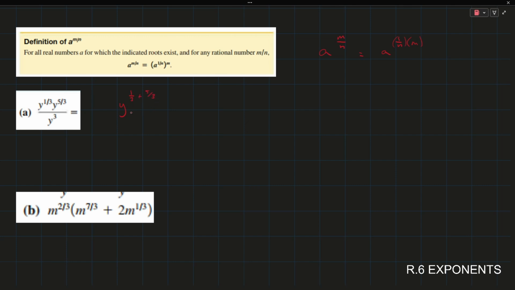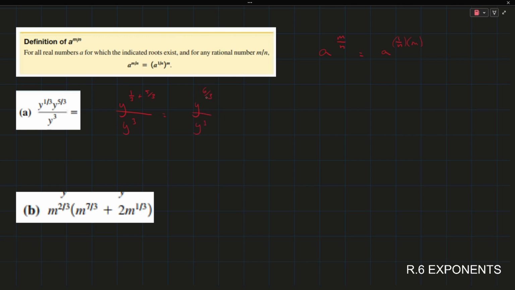Look at that. They gave us the same denominator. That's so nice of them. Over y to the 3rd. So then the numerator, like I said, we have the same denominator, so it's just some quick fractional arithmetic there, which we're so good at. So we'd end up with y to the 6/3 over y to the 3rd.